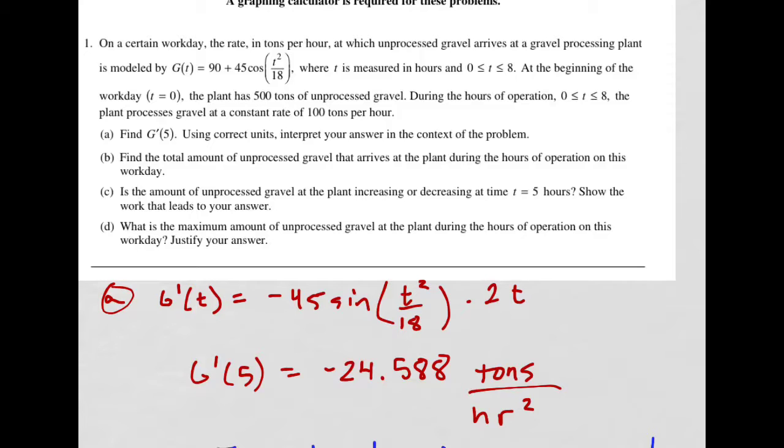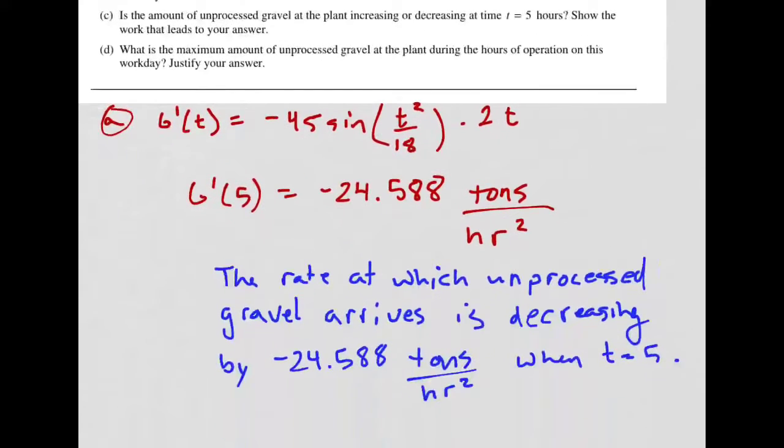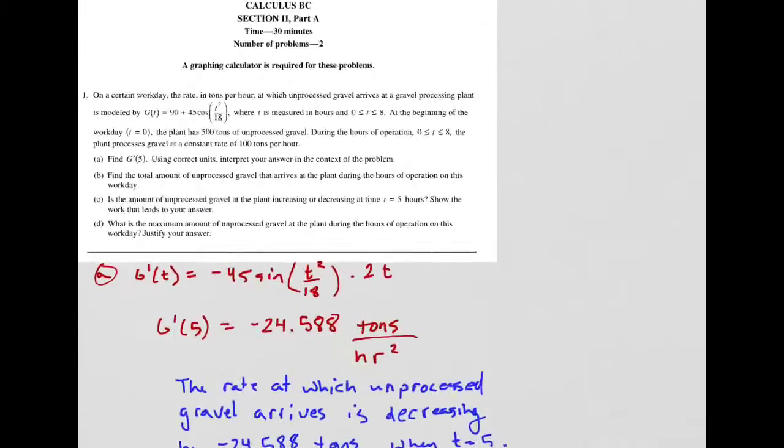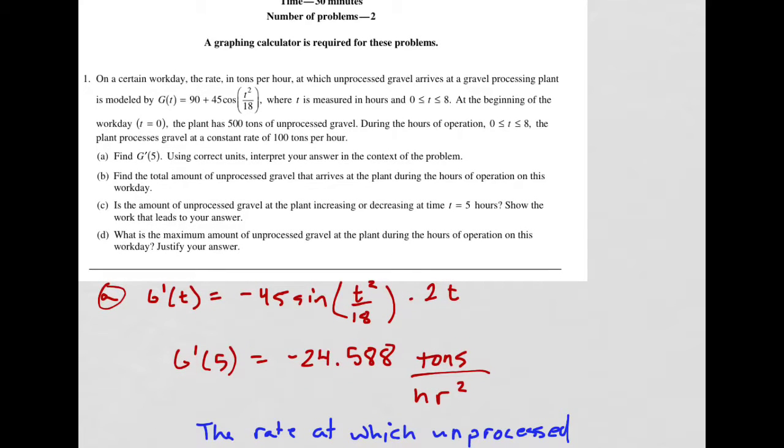Find the total amount of unprocessed gravel that arrives at the plant during the hours of operation on this workday. So we have the rate at which unprocessed gravel arrives. To get the net amount, we would have to integrate. We get the antiderivative. And this one, hopefully you remember from the other day, it's just the integral from 0 to 8 of G of T, right? Is this positive the whole time?